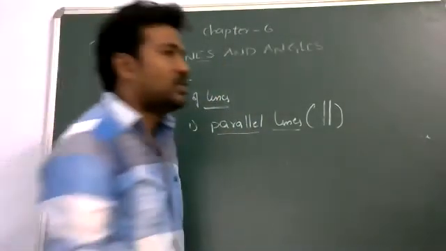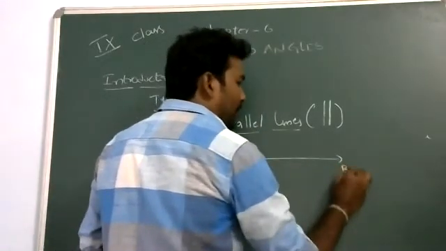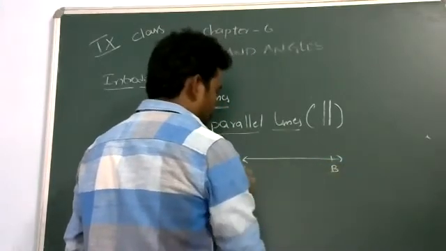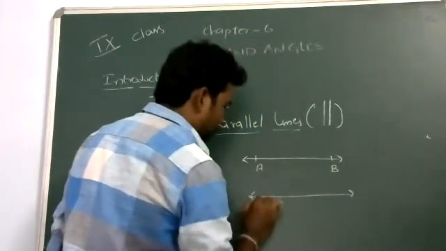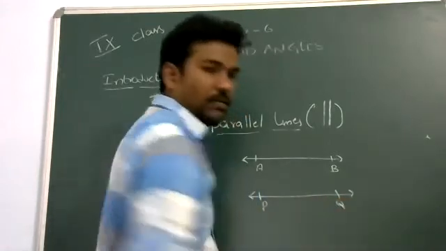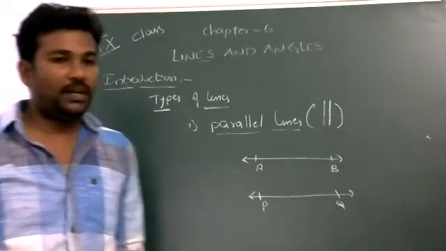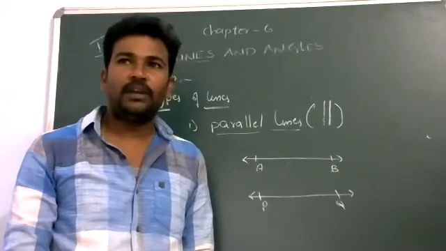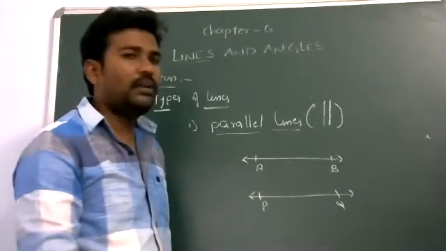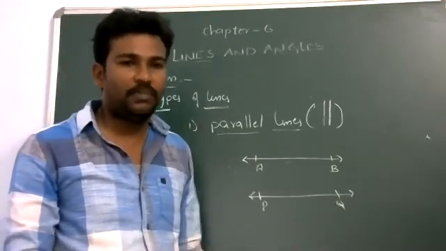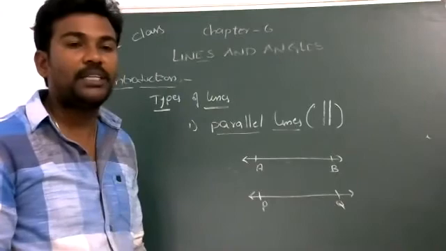Suppose you can see now. So parallel lines means suppose these two are two lines. This is line AB, and the second one is line PQ. Is it clear? First one is line AB and second one is line PQ. So here two definitions are there. One is a very well known definition and the second one is somewhat liberal. So first of all I am going to discuss the liberal definition. What is meant by parallel lines?